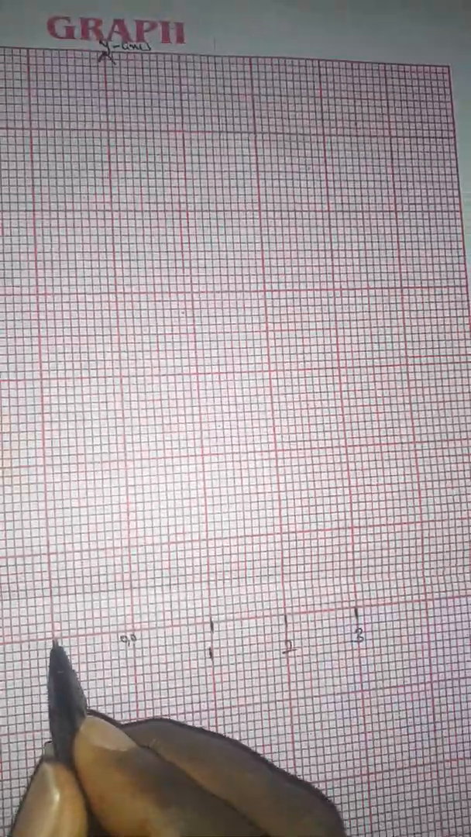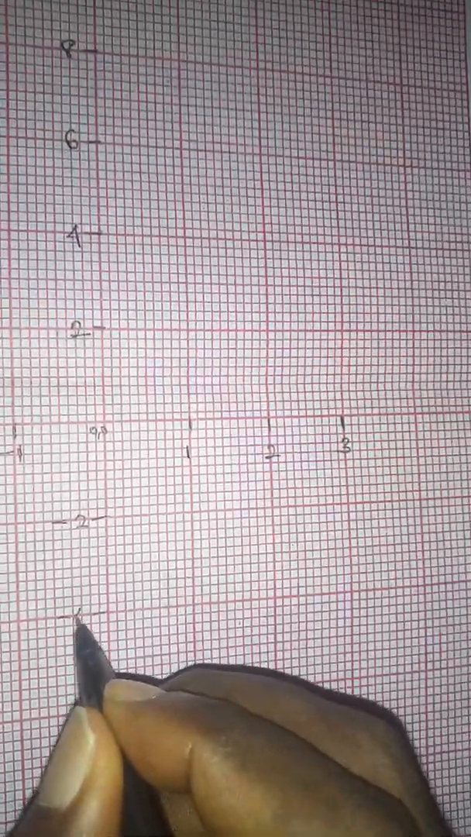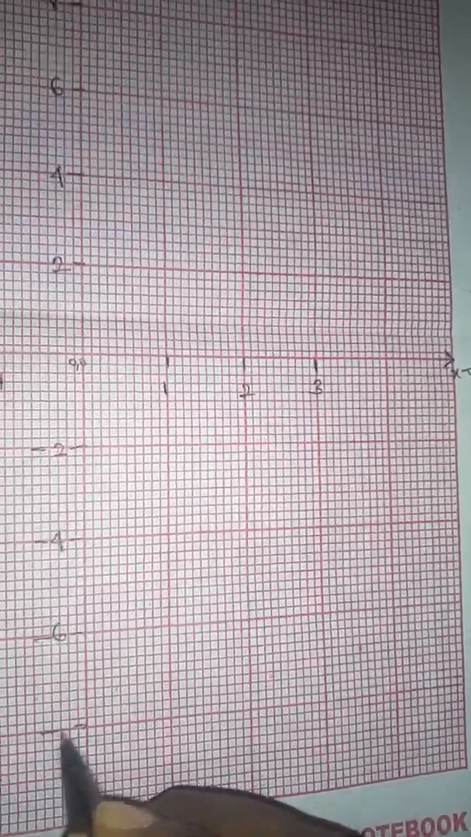So this could be 1, 2, 3. At the negative side we have minus 1, minus 2, and minus 3. For the vertical axis, this is the origin. Do not forget, we can have 1. So far the highest value on the y-axis is 9. So we can have 2, 4, 6, 8, 10. On the other side we can have minus 2, minus 4, minus 6, and minus 8.